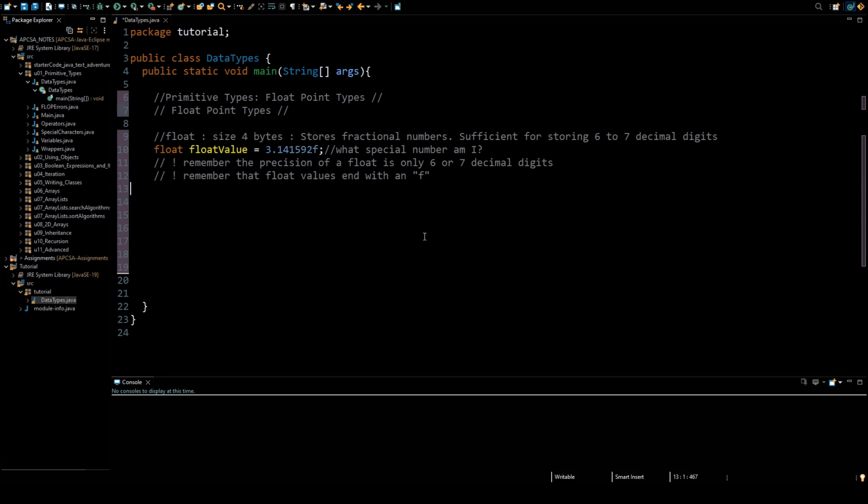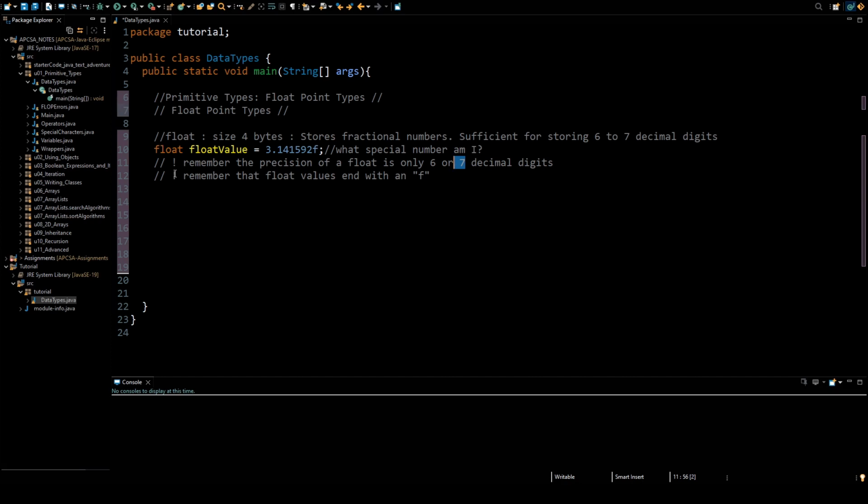This is sufficient for storing up to 6 or 7 decimal digits. If we look at this right here, we have float value equals 3.141592, and it ends with an F. Of course, that special number is pi. We need to remember that the precision of a float is only 6 or 7 decimal digits, and the reason why is if you are going to include this part right here in the ones place, then you only get 6 decimal digits. If you do not include that there, then you can have 7 decimal digits of precision.